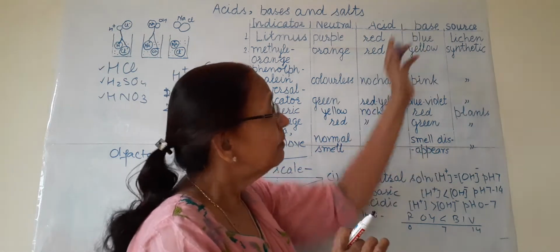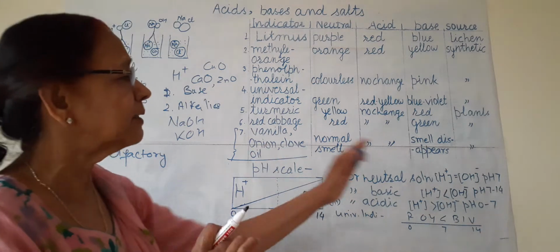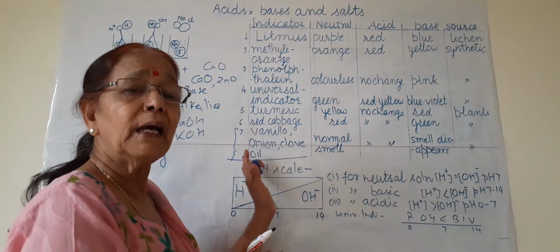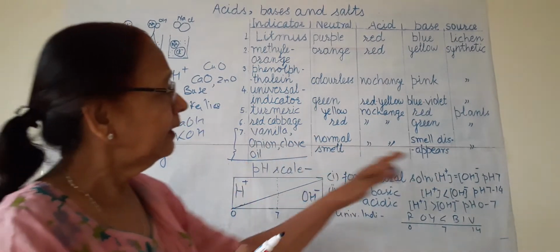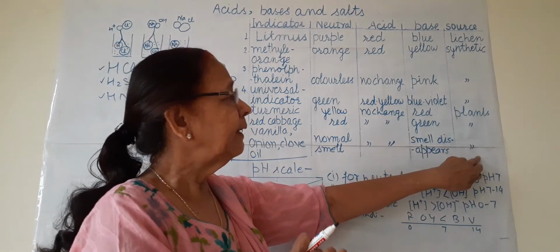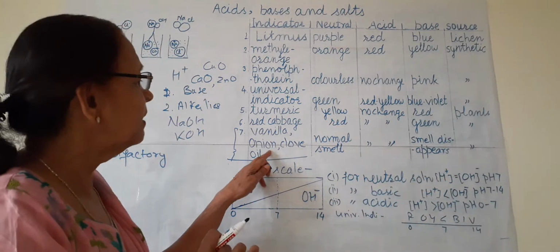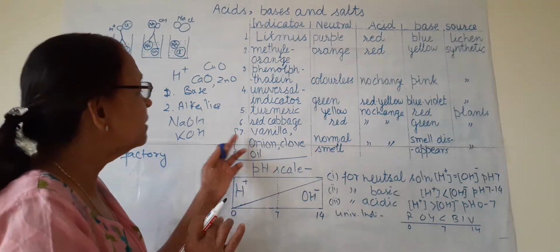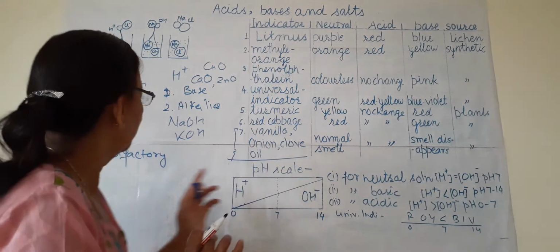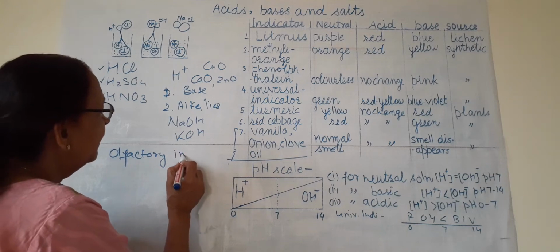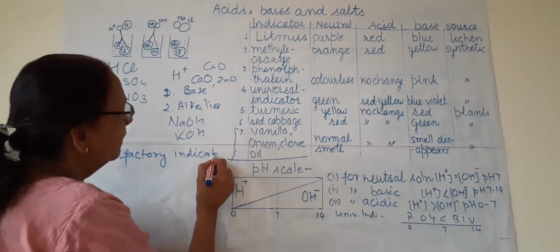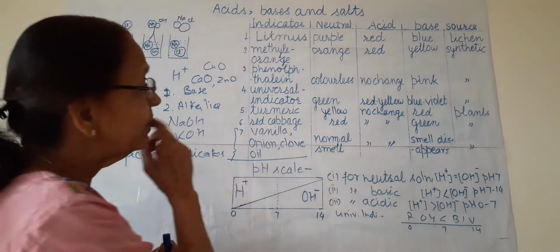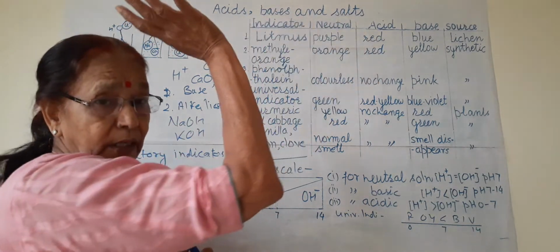But when bases are put in these extracts, the smell disappears. So we can say that these are olfactory indicators, and we get them from plants. Onion plants, vanilla plant and clove oil, all we get from plants. So this is one type of indicators which are known as olfactory indicators. From smell we can judge whether a compound is acid or base.